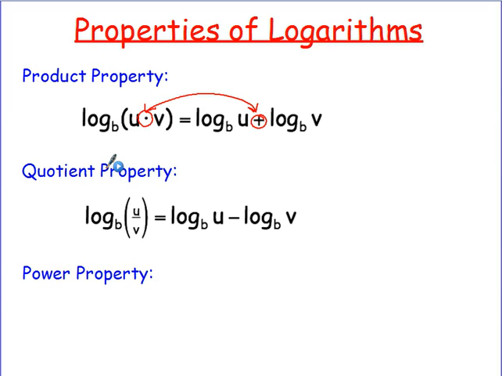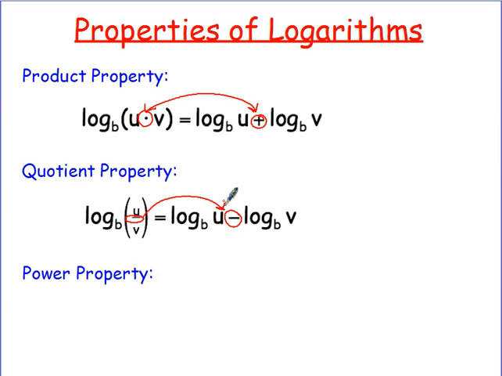So this property, when you see one log and there is division involved, it changes to two logs with subtraction instead. Now it is important to notice the one that's on the top comes before the subtraction. The one that's on the bottom comes after the subtraction. So division changes to subtraction.